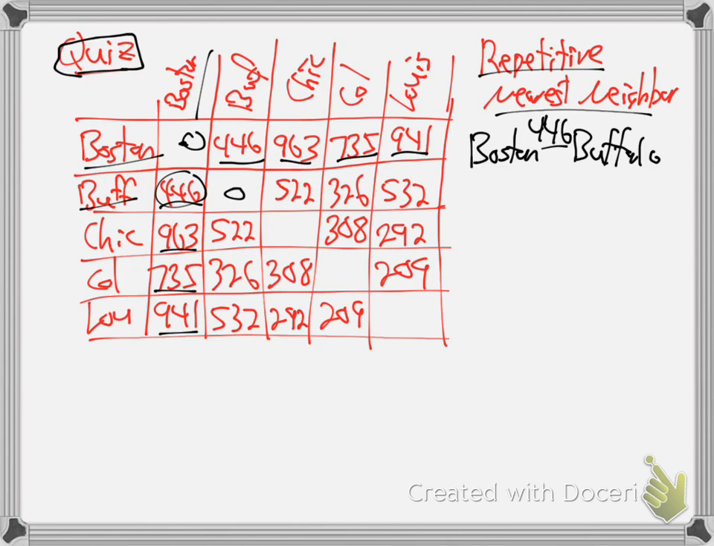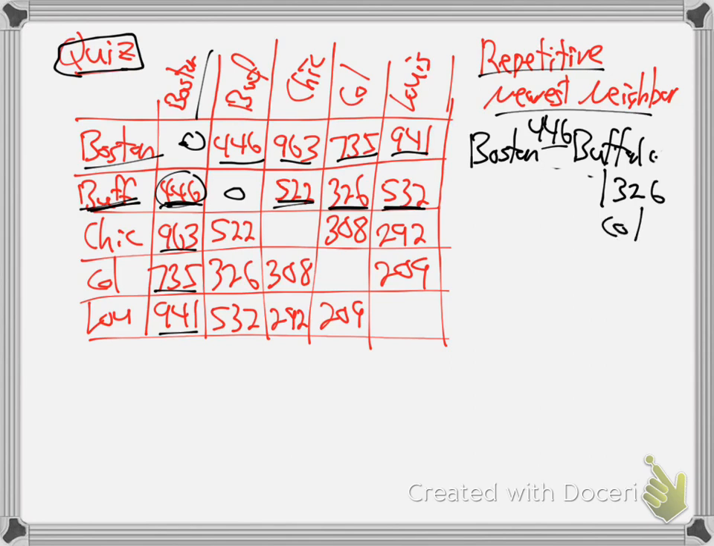Now we're at Buffalo. You went from Boston to Buffalo. Now you're sitting at Buffalo. What's the nearest neighbor from Buffalo? You can go to Buffalo and go across, or go up to Buffalo and go down, whichever you prefer. I'll just go across. From Buffalo, there's 446, 522, 326, 532. What's the closest? Yeah, the 326 to Columbus. I'm running out of room to write my number, so I'll go down. So from Buffalo, it's 326 to Columbus.